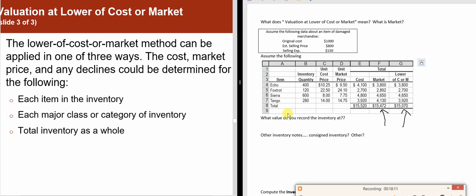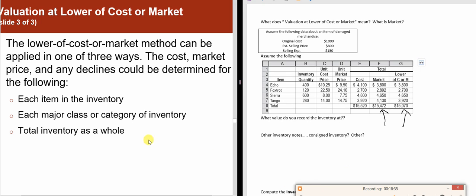There's also another one that I could have, classes of inventory. So for instance, if I was selling cars and trucks and SUVs, etc., what if I combined all of my cars and got this total for cars and had another total for trucks and had another total for SUVs? Do I do it for those individual categories?